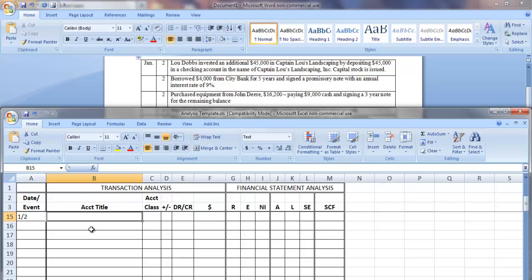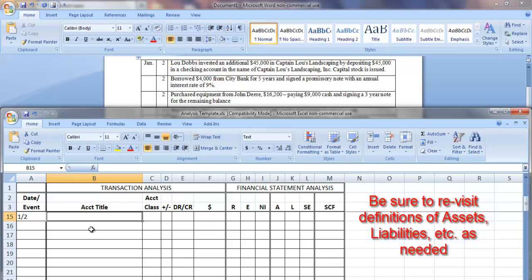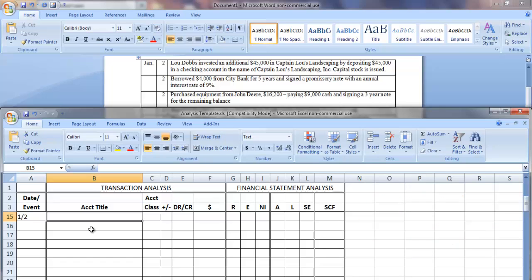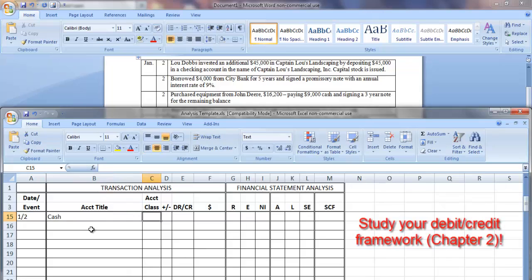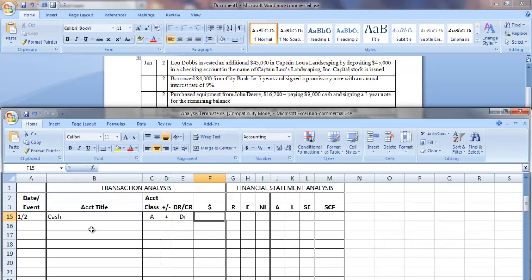Okay, what kind of account is cash? Well, it's an asset. It's something that the business owns. It's going to provide future benefit to the business. So to increase an asset account, we're going to debit that account for $45,000. Okay. That's part one.